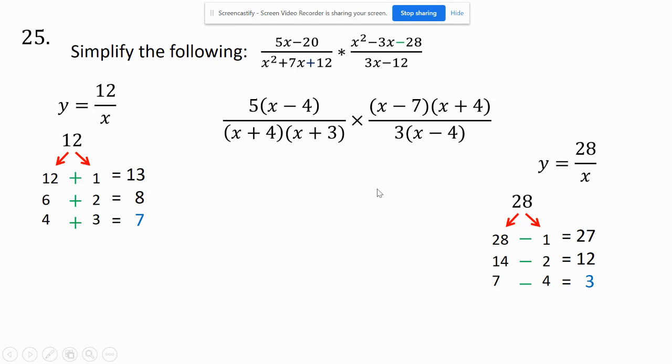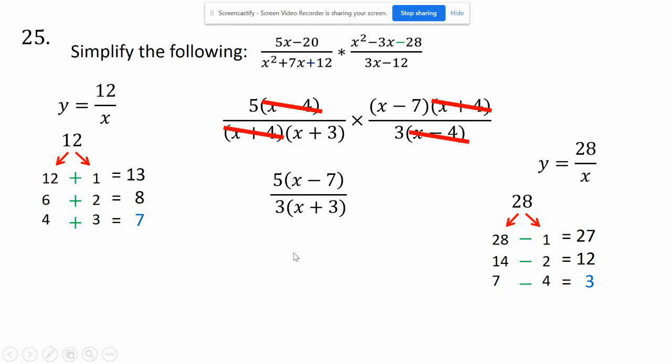So now what I can do is cancel things that are alike. I can see the x minus 4s were the same. I can cancel them, the quantities. I can cancel the x plus 4s. So what I'm left with is 5 times x minus 7 over 3 times x plus 3.